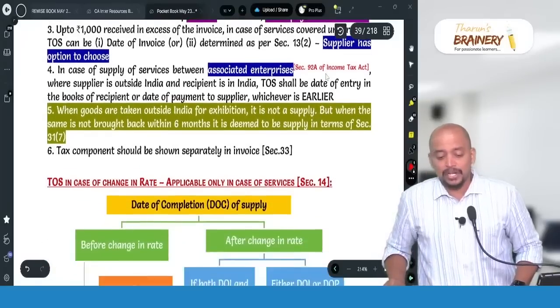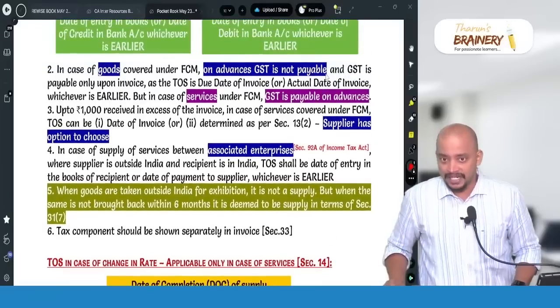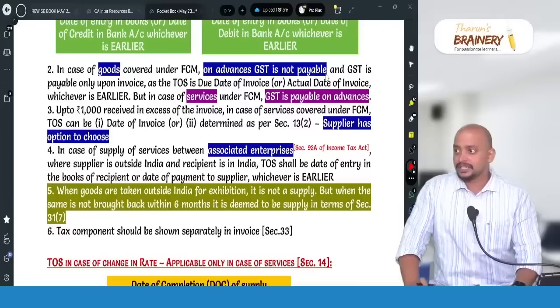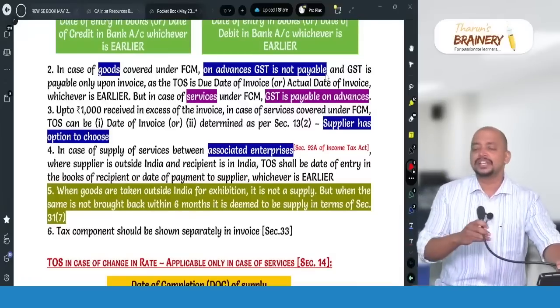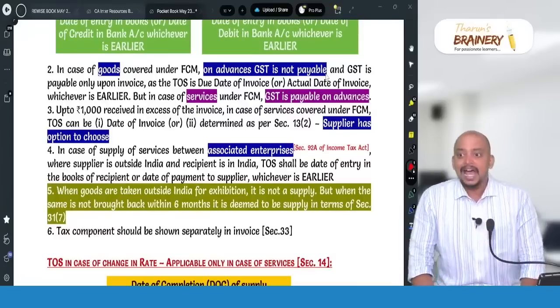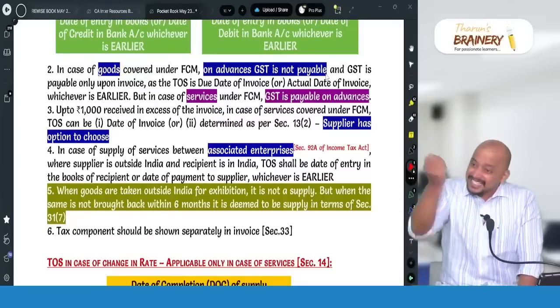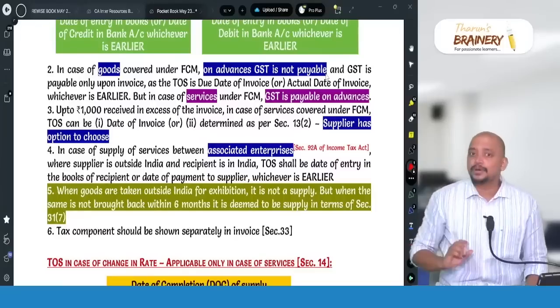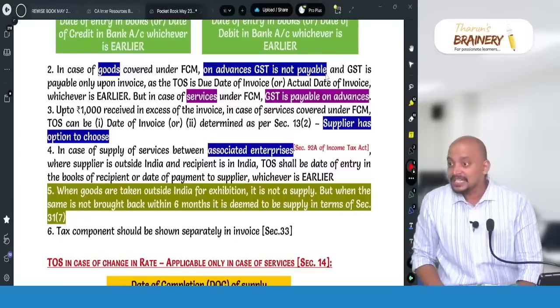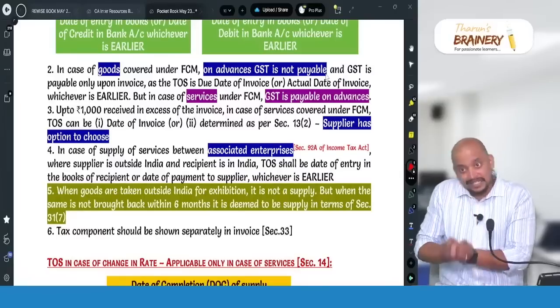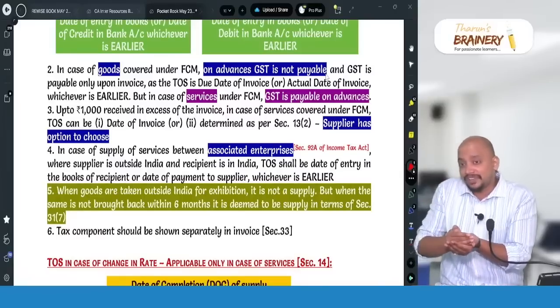As GST is payable on advances in case of services covered under FCM, consider money received in excess of the invoice. Generally, the invoice is for say 15,200 rupees and the money received is 16,000 rupees. Now what is the excess amount received? 800 rupees. So for this 800 rupees, whether we need to pay GST this month? Yes. But this 800 rupees will be reflected in which month?